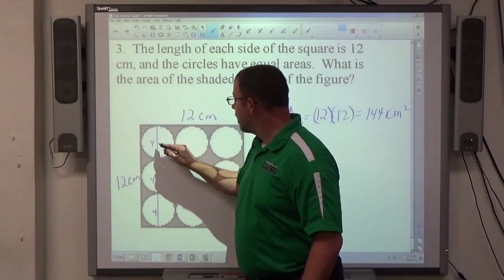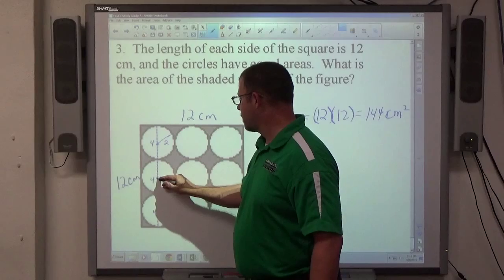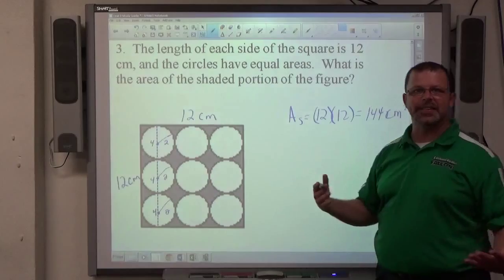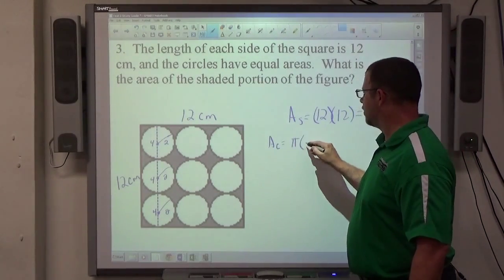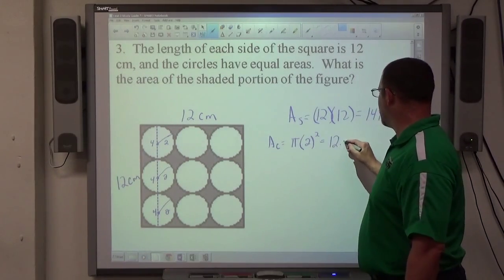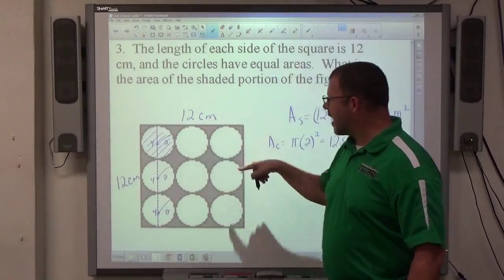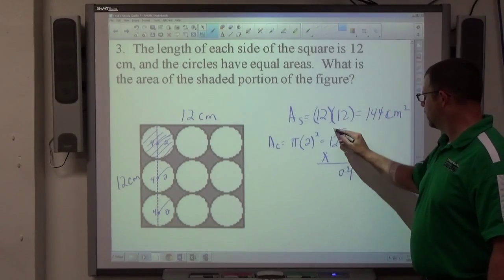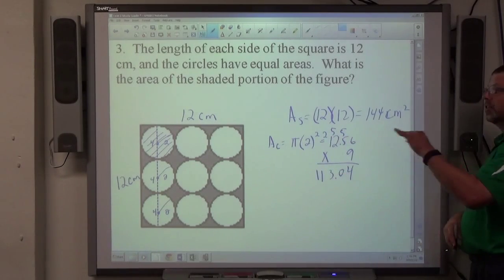That's the diameter. And we also know the radius of a circle is half the diameter. So the radius of each of these circles is 2. And again, equal areas means equal radii. So all 9 of these circles have the exact same radius. So if I do the area of one circle, it's just pi times its radius squared. That's just 4 times pi. 4 times 3.14 is about 12.56. That's one circle. That's how big this one circle is. I've got 9 of them, so I'm going to multiply this times 9. We get 113.04 for the area of all 9 circles.